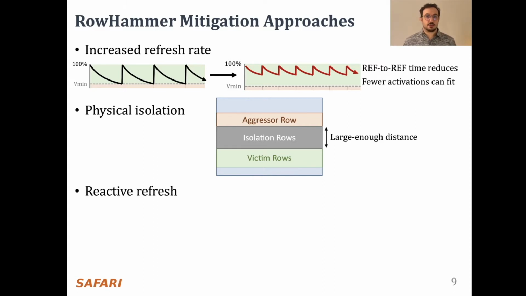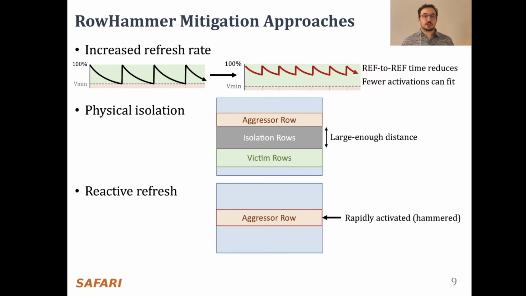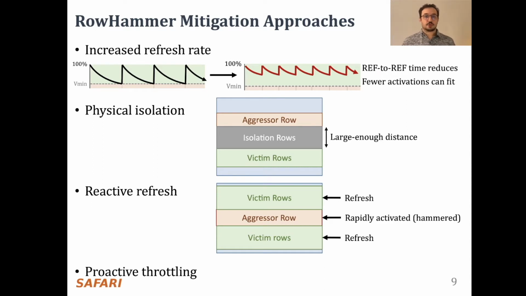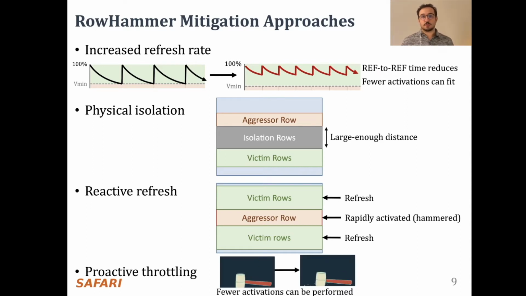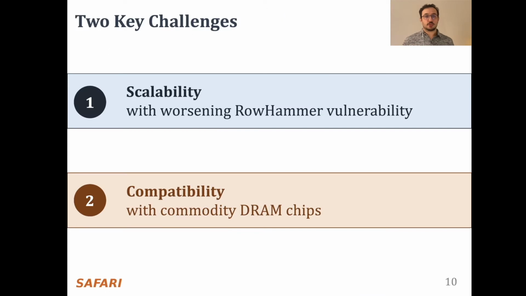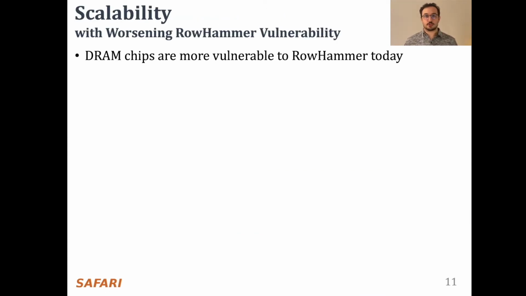The third approach is reactive refresh. In this approach, when an aggressor row is hammered, potential victim rows are refreshed to avoid bit flips. And the fourth approach suggests throttling or slowing down memory accesses proactively, such that no row's activation rate can reach RowHammer threshold. Unfortunately, existing mechanisms face two key challenges. Let's begin with the scalability challenge.